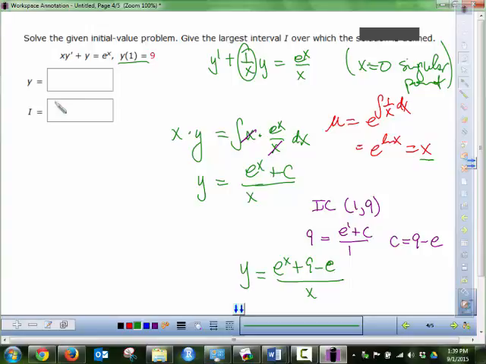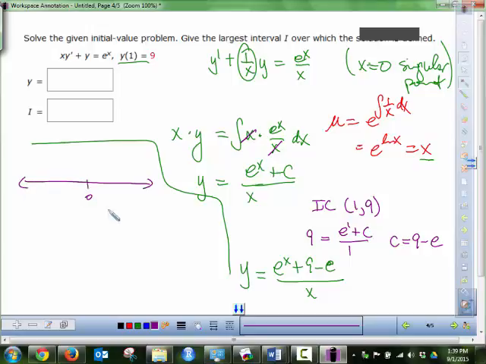Largest interval. The largest interval I can possibly get out of this is anything that does not have a singular point. I have a singular point at 0. I know I can't have that. And my initial condition is on the positive, right side, right? So x is equal to 1. That's my initial condition. I want that to be part of my graph. So it looks like my interval is going to go from 0 to infinity, not including 0.